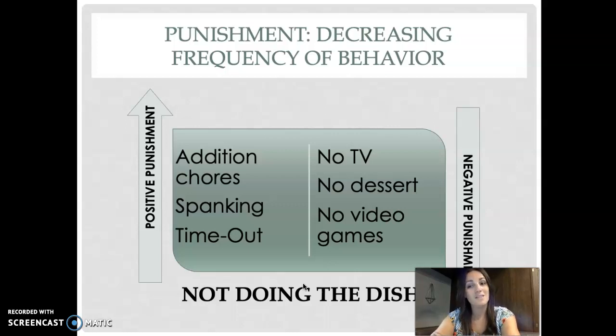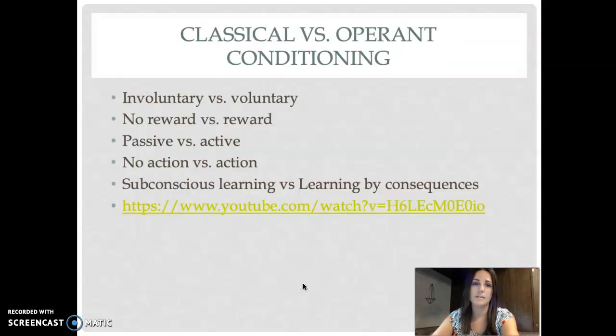So you can give a positive punishment. You can add more chores. You can spank them or give them a timeout, which, by the way, all those are a punishment, and those are not developmentally appropriate, but we'll get to that later. Or you can do a negative punishment, so you can take something away. So the child is not doing dishes, and then you take away their TV privileges or their iPad privileges, or they don't get dessert that day, or no video games, whatever it is.